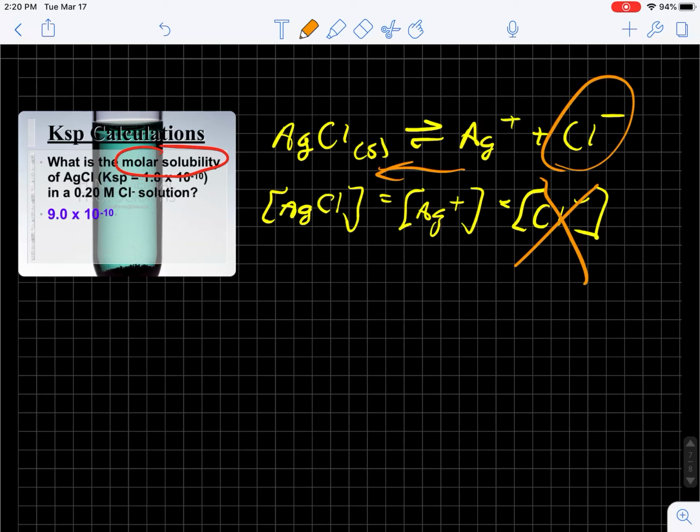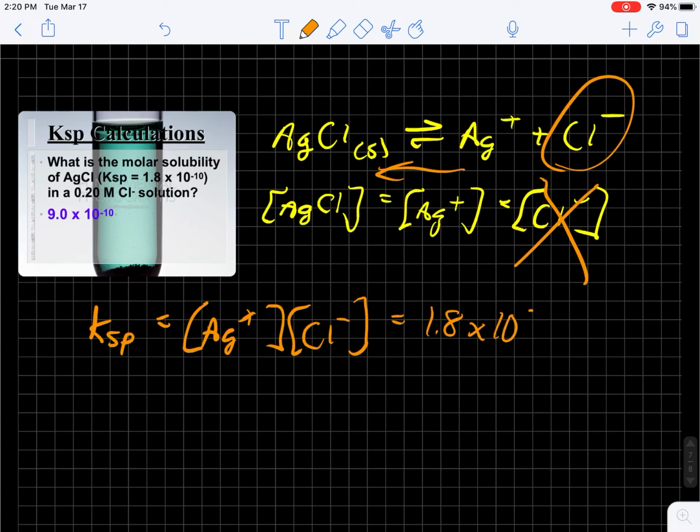All right, so let's substitute that into Ksp. Ksp is silver times chloride, and they gave us the value, 1.8 times 10 to the minus 10. Let's solve for silver. So silver is Ksp divided by chloride.